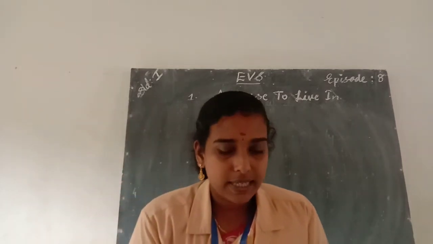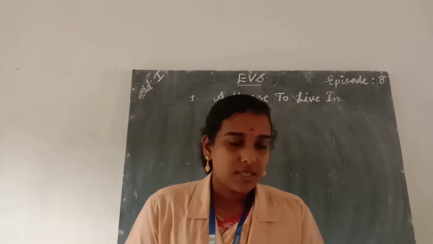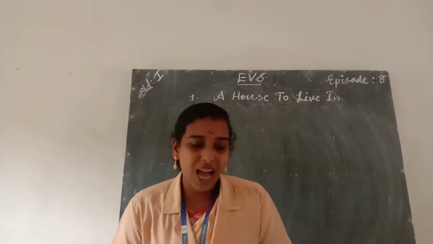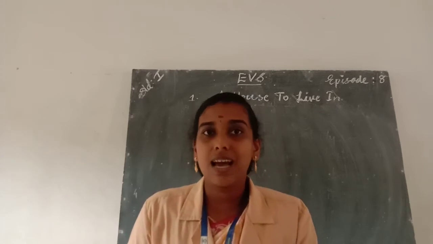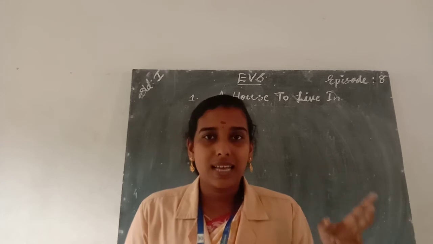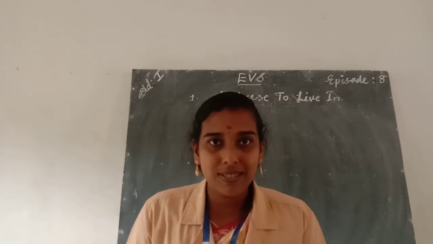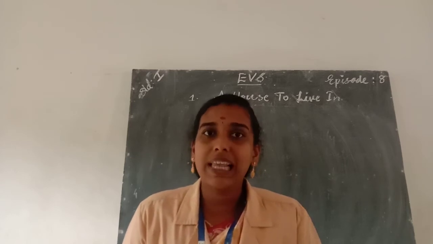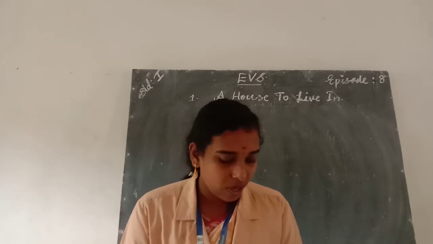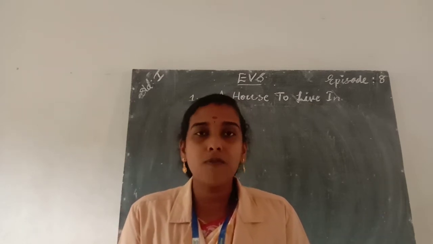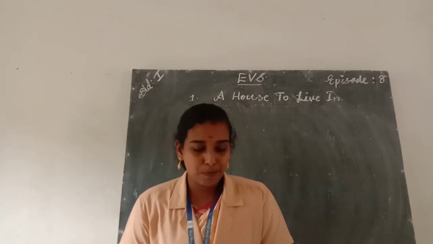So the first chapter is over. In this chapter we discussed our house. Our house is our shelter, and our house protects us from sun, cold, stray animals and thieves. And we live with our family in a house. We also studied about different types of rooms in a house and different types of houses. Now we move to the exercise portion.